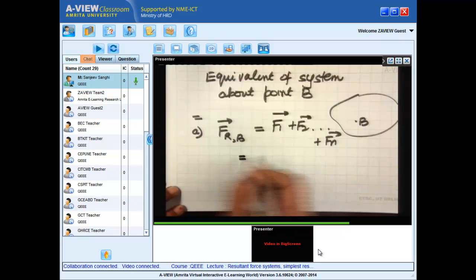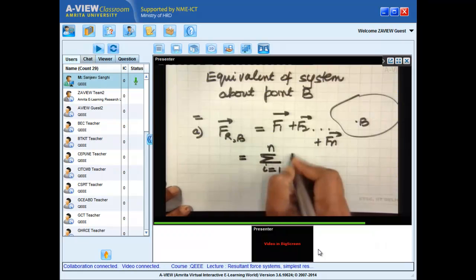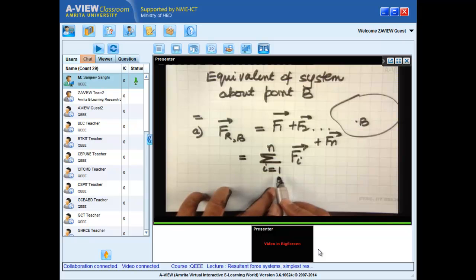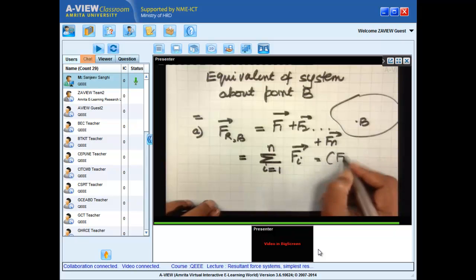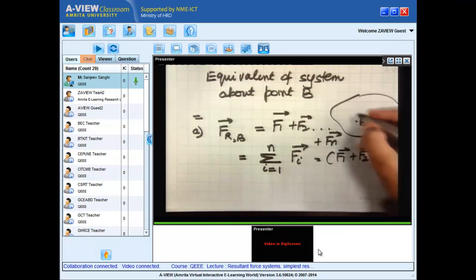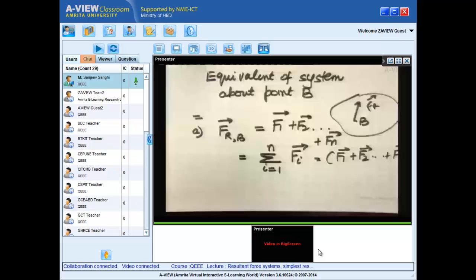So Fr at B, I can write it using a sigma notation, sum of i going from 1 to n, F sub i. This notation is nothing very big, it's just that we use a capital sigma to show that we are summing quantities. The bottom line shows i is equal to 1, that means we are starting from 1 and we go up to n. So this is equal to F1 plus F2 and so on up to plus Fn. So the first part of the equivalent at this point B will be a single force Fr, which is equal to the sum of all the forces.